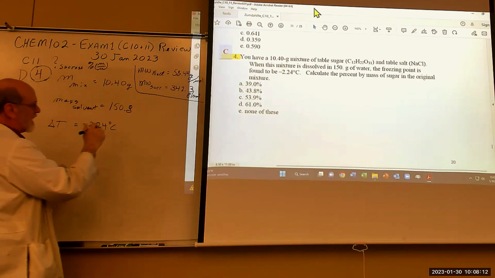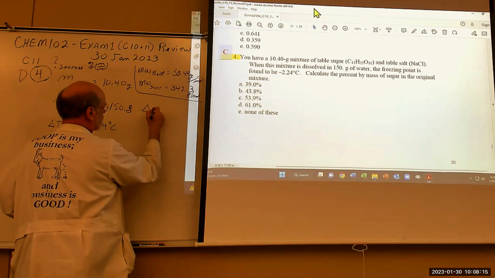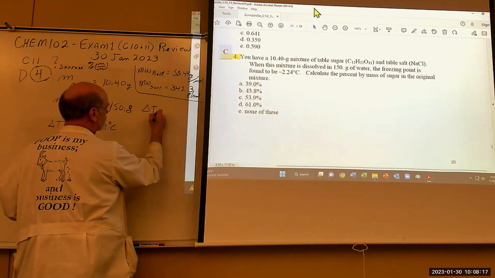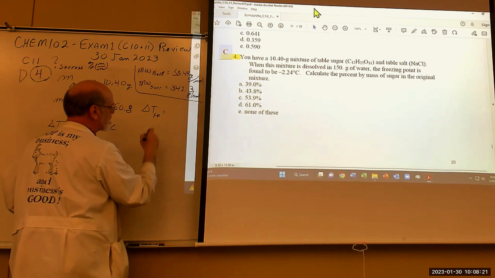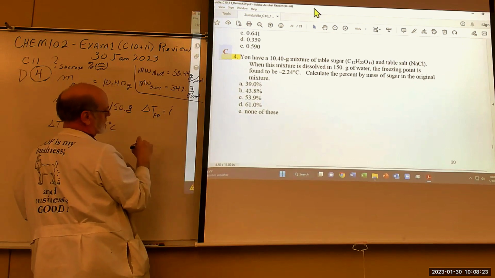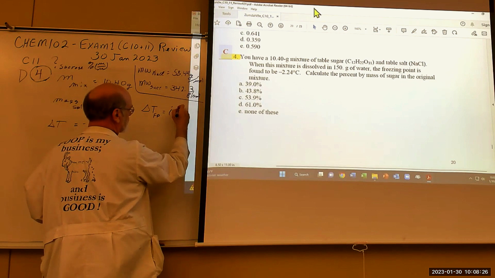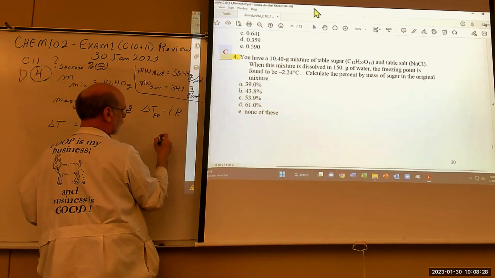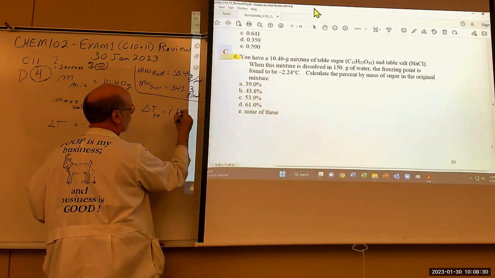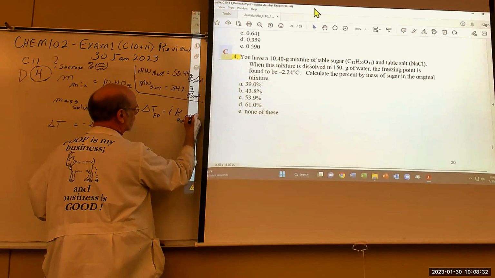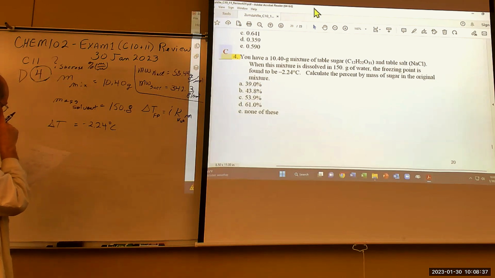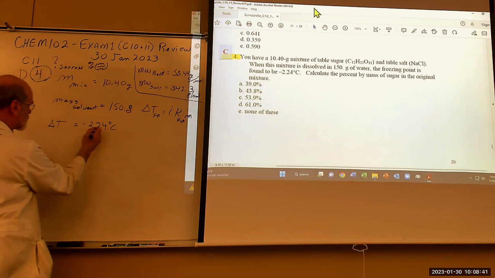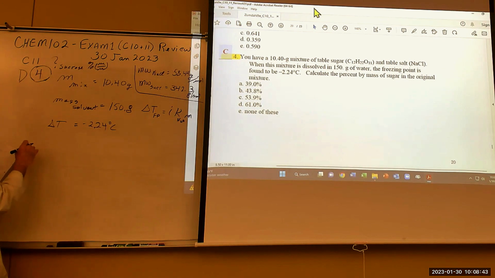So we know that the basic expression is freezing point depression. Freezing point depression is equal to i times the constant for water times molality. This is the change in temperature right here.